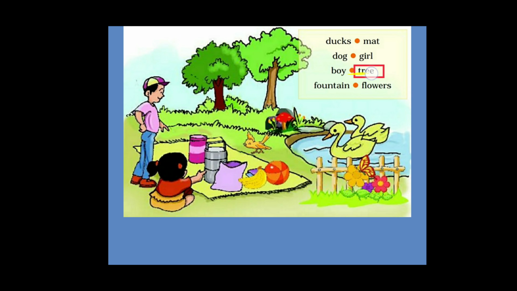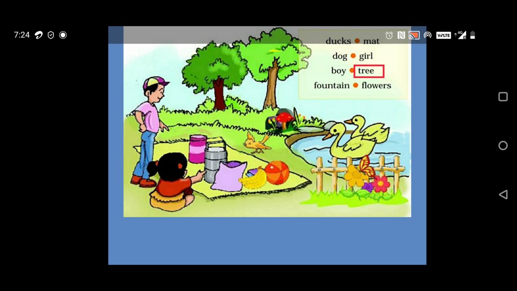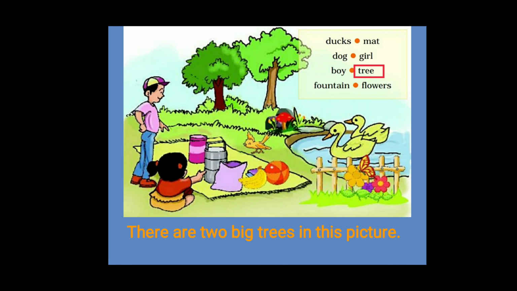Next word is tree. What sentence can you make with the word tree? Look at the trees in this picture. There are two big trees in this picture.